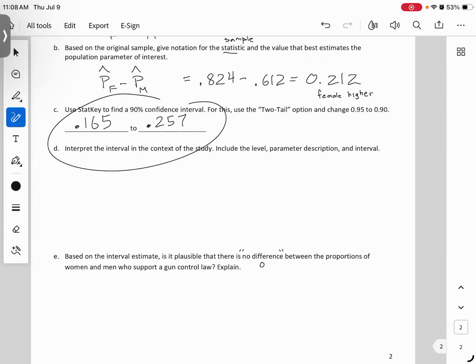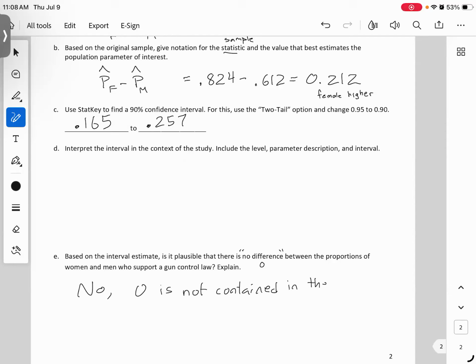Both of these are arguing in favor that female are going to be the higher of the two groups. So no. And when you do your homework, I want you to be real specific about the number zero. The reason why is because later on in the semester, when we're doing hypothesis tests, zero is going to be a very big deal. Zero is not contained in the interval, so the idea that there's no difference between these groups doesn't make any sense. One group is higher than the other.